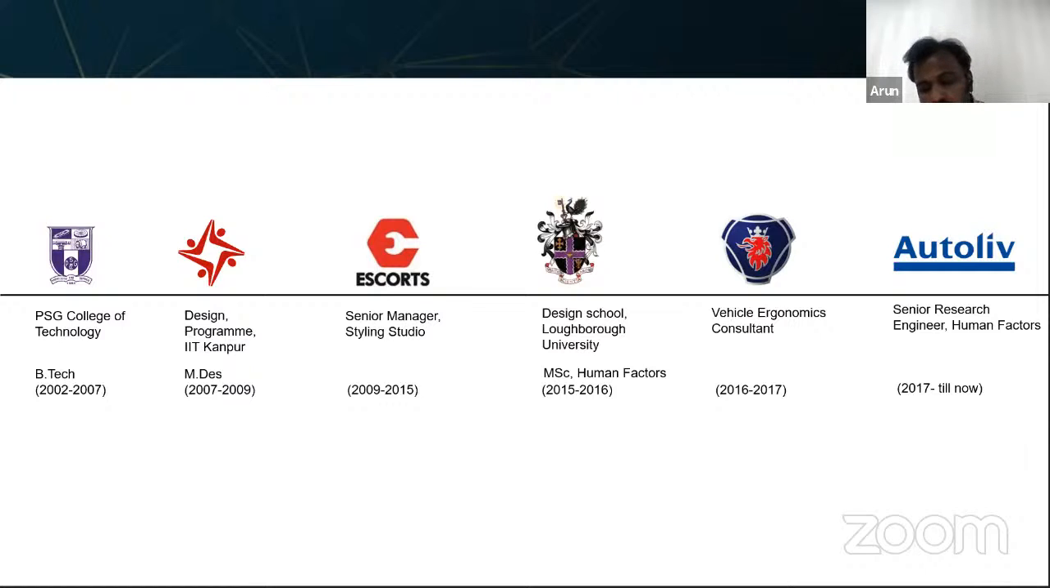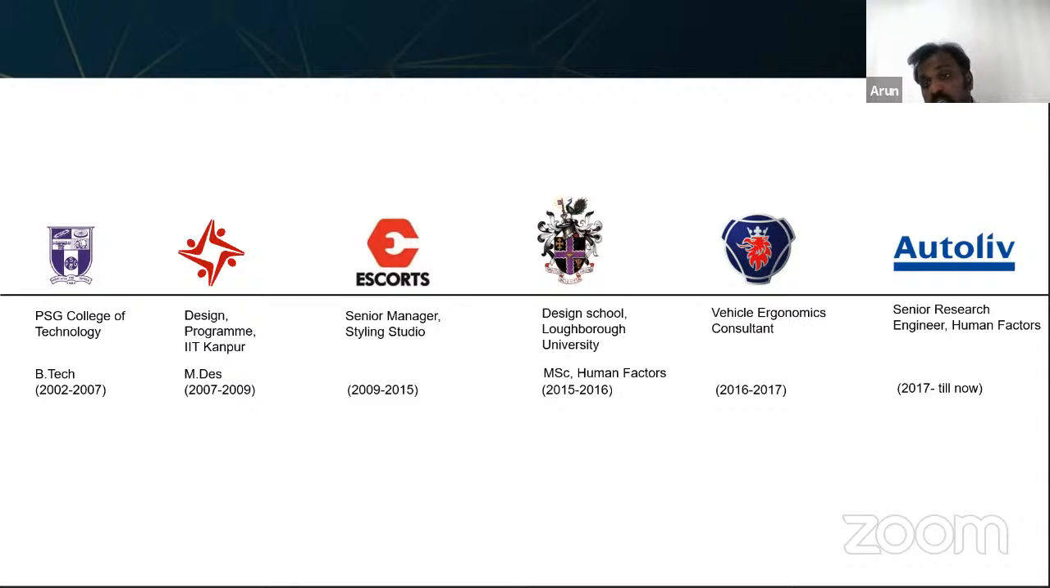Besides that, I was also working a bit on some of the European projects, mainly looking at designing human machine interactions for automated trucks. Those European projects eventually landed me another opportunity at Autoliv, in the southern part of Sweden, where I moved to Gothenburg. Initially I was in Stockholm, and then I moved to Gothenburg.